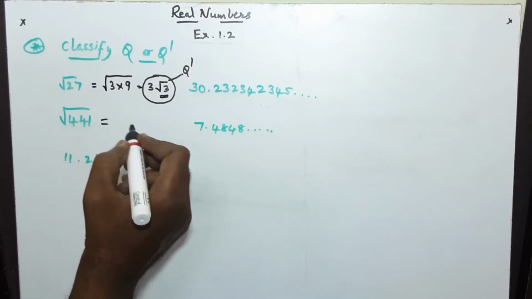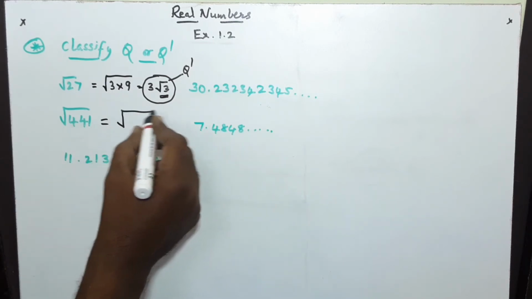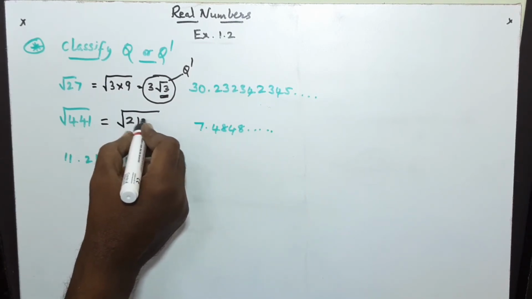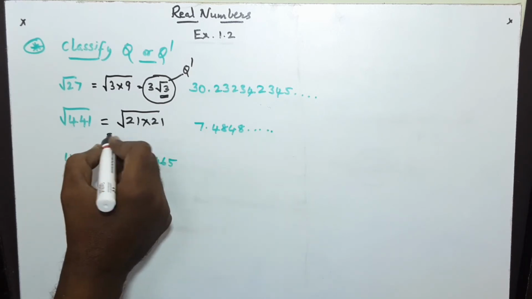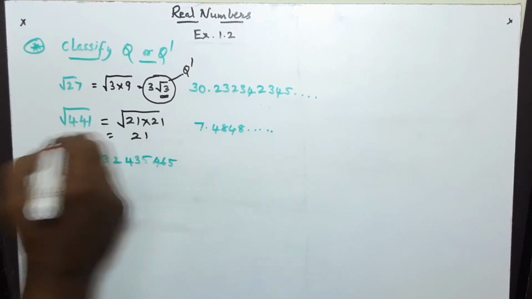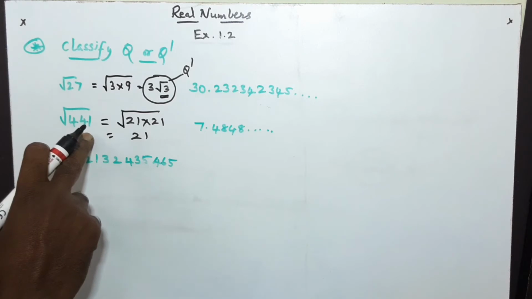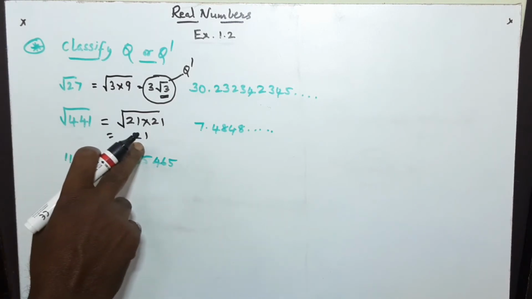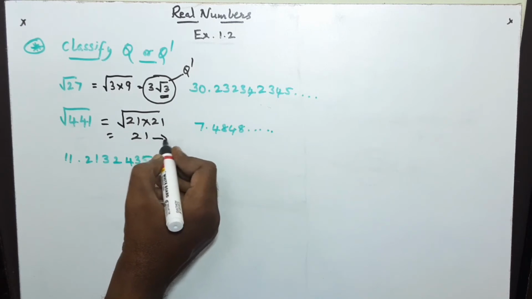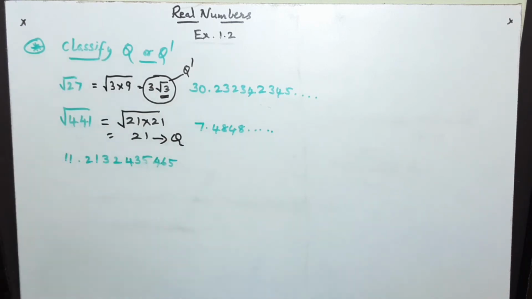Now, the square root of 441 can be written as 21 into 21, that is equal to 21. So 441 is a perfect square, therefore you are going to get 21, and 21 is a rational number.